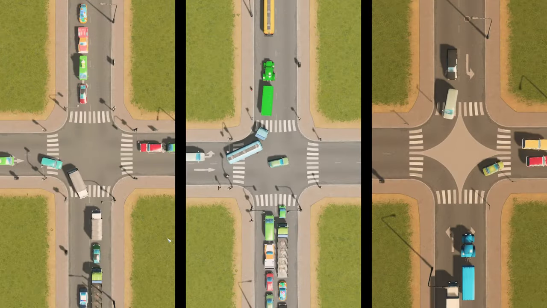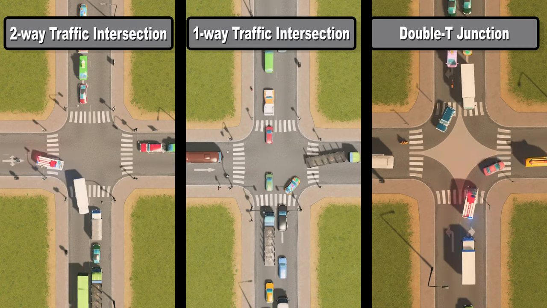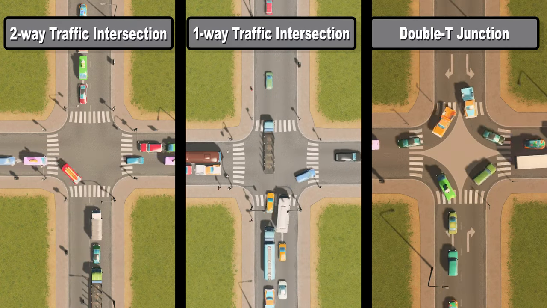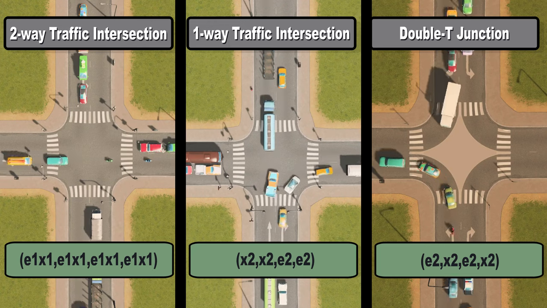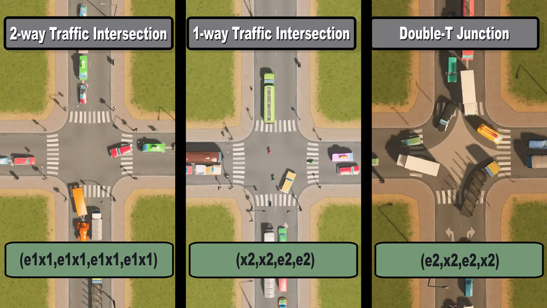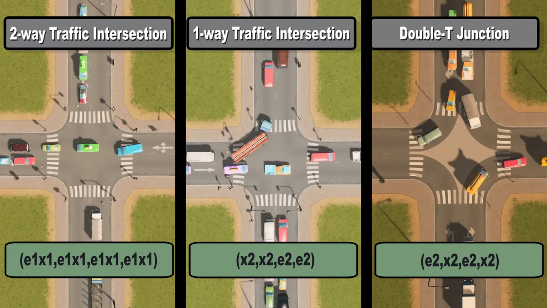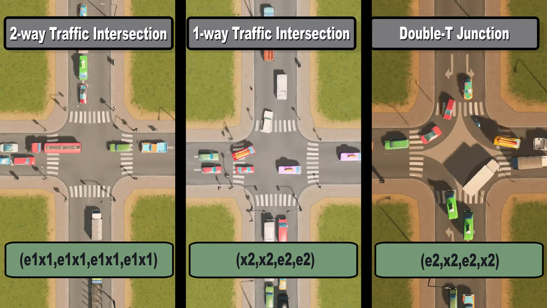Now let's compare that with some traditional intersections that you would be familiar with. The conventional two-way intersection would be called E1, X1, E1, X1, E1, X1, E1, X1. And a conventional one-way intersection would be X2, X2, E2, E2.